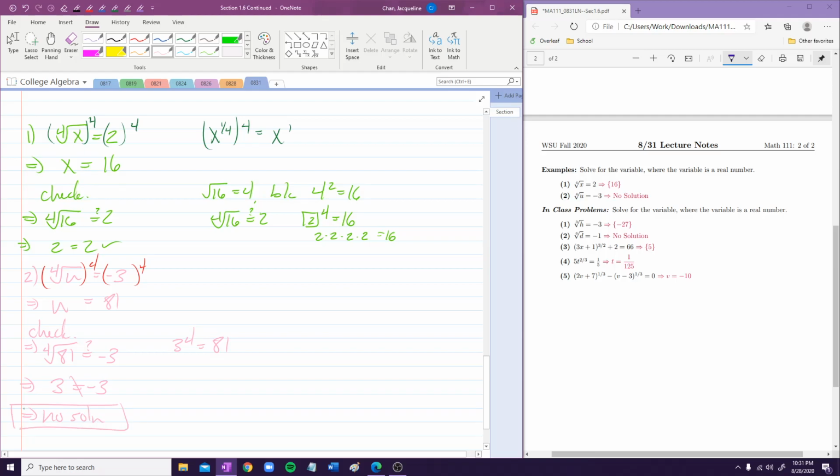So you could have solved this and then checked it, and you could have come to the conclusion, because the fourth root of 81 is +3. So this is a contradiction. 3 can never equal -3.